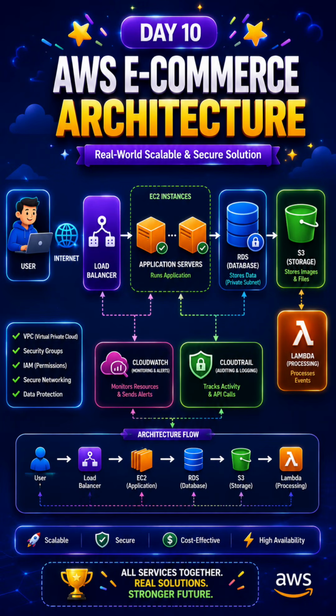Now, what about product images? We can store those images in Amazon S3. And whenever a customer uploads an image, we can use AWS Lambda to automatically process that image. Finally, we use CloudWatch to monitor our resources and CloudTrail to track activities happening in our AWS account. So now you have a complete AWS architecture.